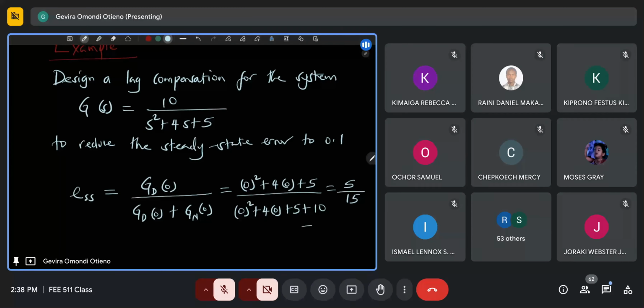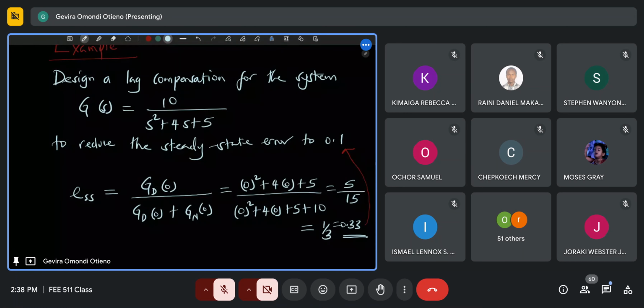Okay, so therefore you can see that here our steady state error is a third, 0.33. So you can actually see that it confirms that the steady state error of our system is higher than what is expected. We are now expected to reduce this steady state error of your plant system to 0.1, which is now the compensated system.